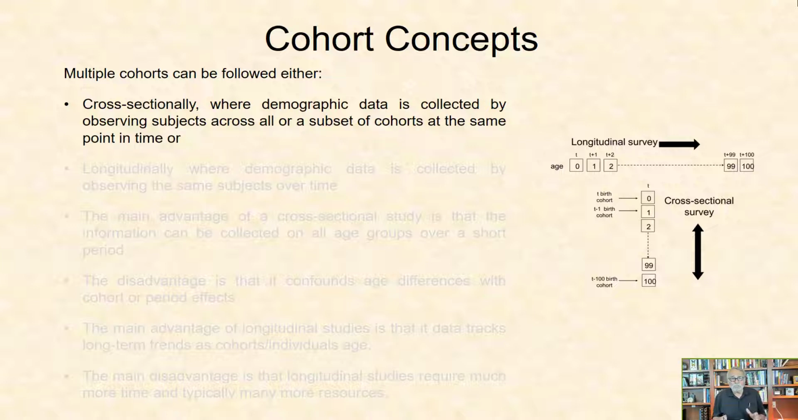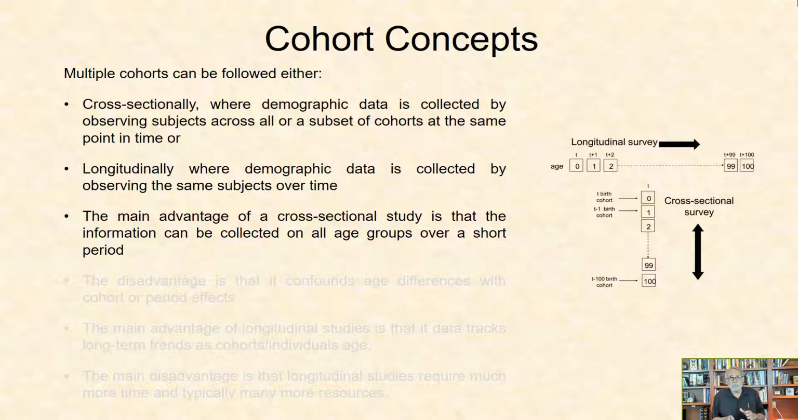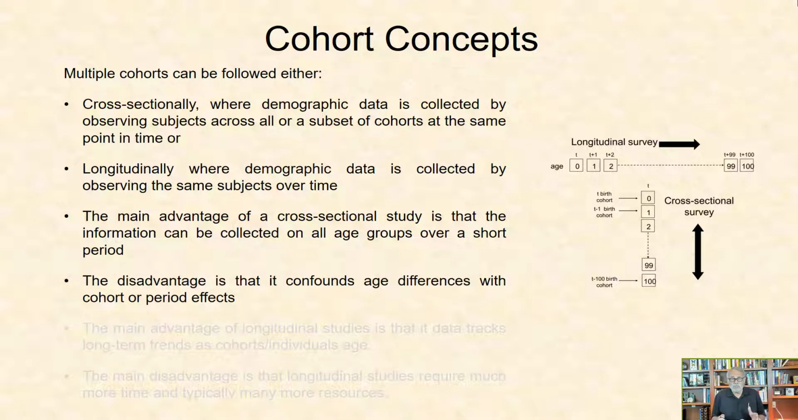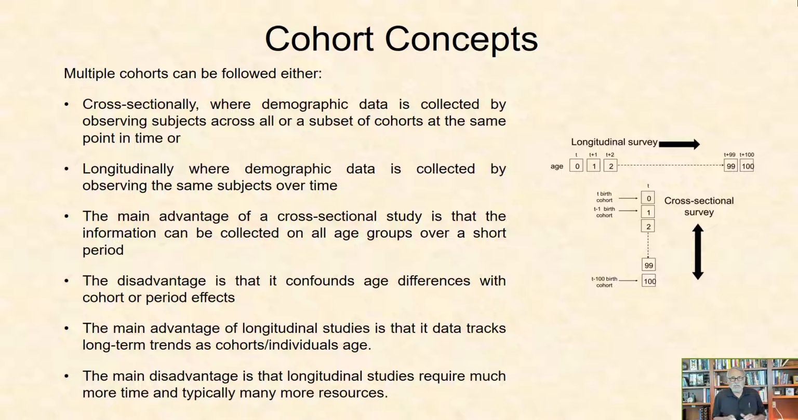all or a subset of cohorts at the same time, or longitudinally, where demographic data is collected by observing the same subjects over time. The main advantage of a cross-sectional study is that the information can be collected on all age groups over a short period. The disadvantage is that it confounds age differences with cohort or period effects. The main advantage of longitudinal studies is that the data track long-term trends as cohorts and individuals age. The main disadvantage is that longitudinal studies require much more time and typically many more resources.